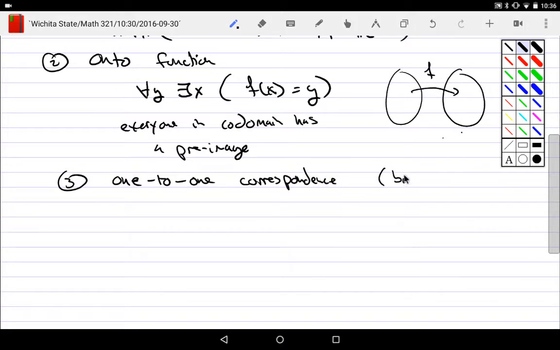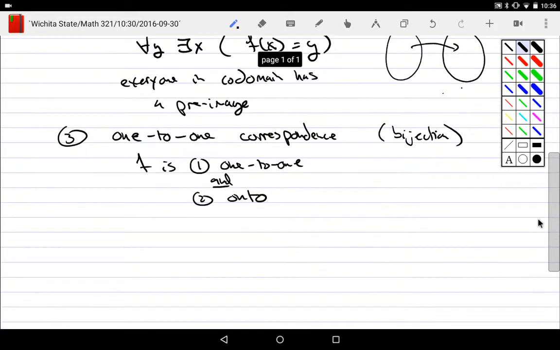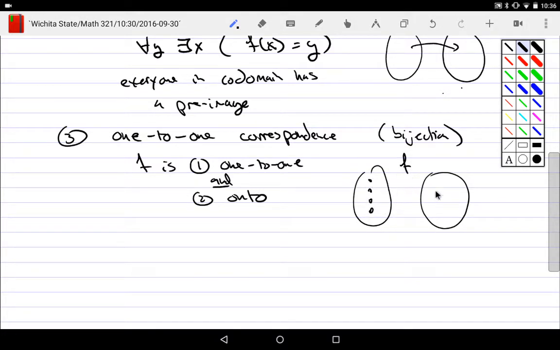It's also called a bijection. This simply means that f is one-to-one and it's onto. If I look at that as a function, everybody goes somewhere. If it's one-to-one, that means whoever you go to is uniquely yours. That's what it means to be one-to-one. So this has to go to somebody that's uniquely his, this one too, and this one too.